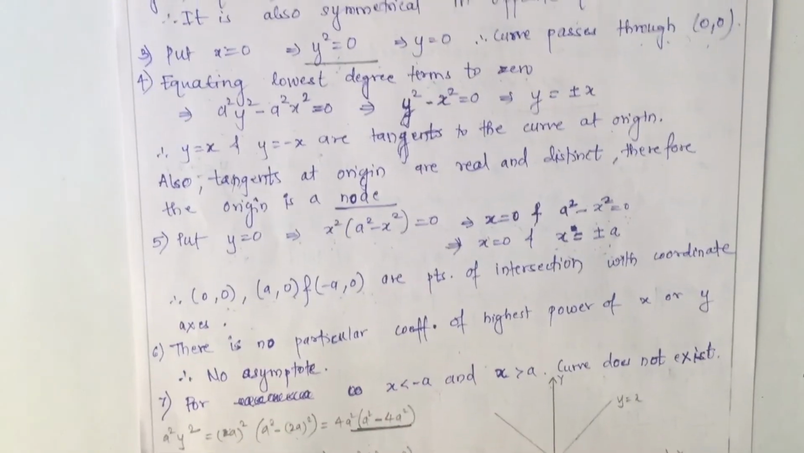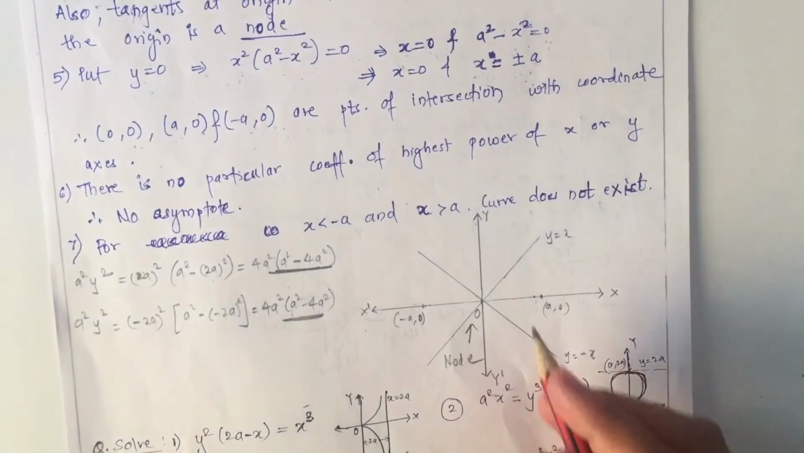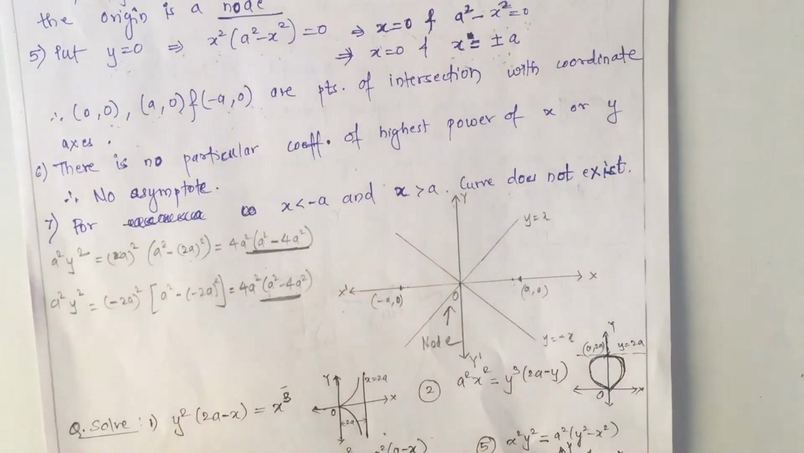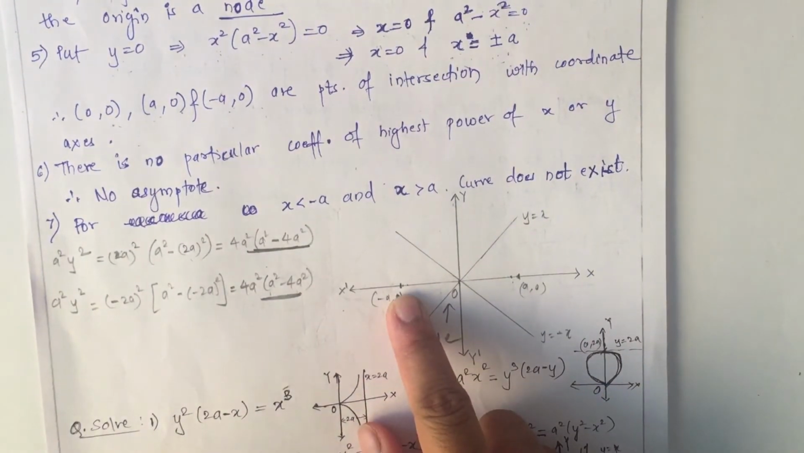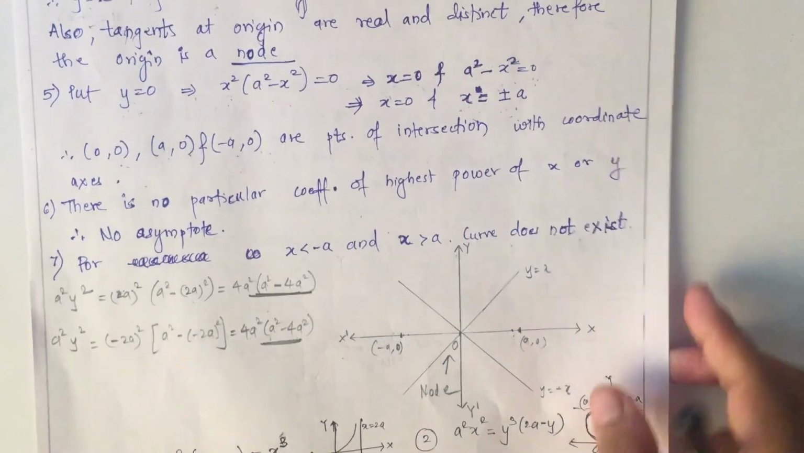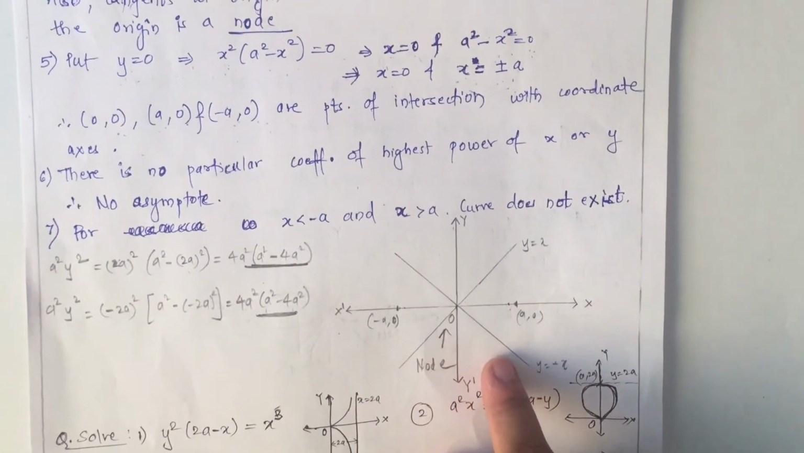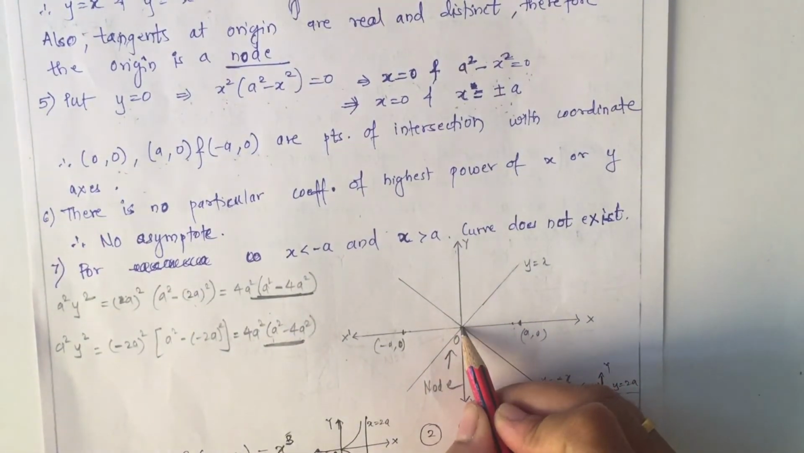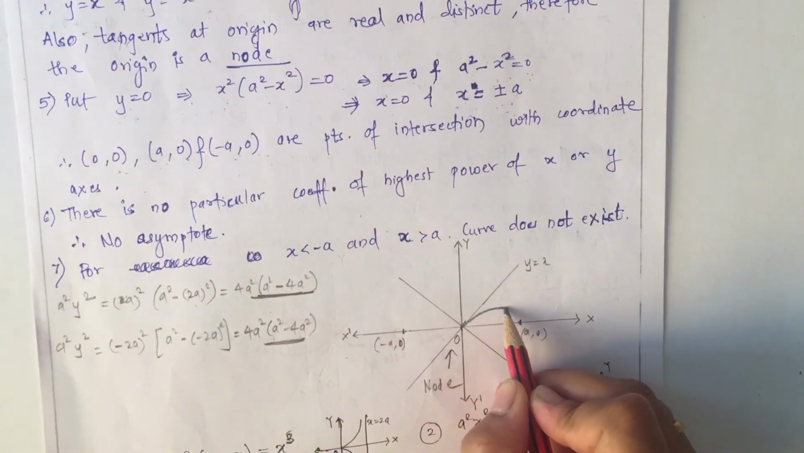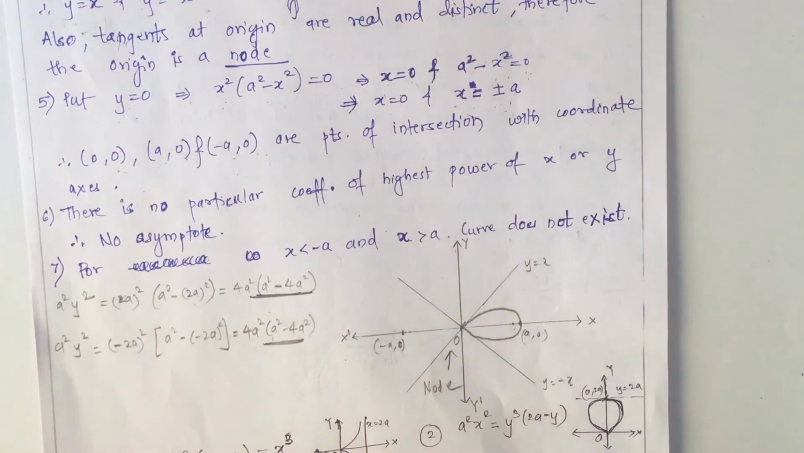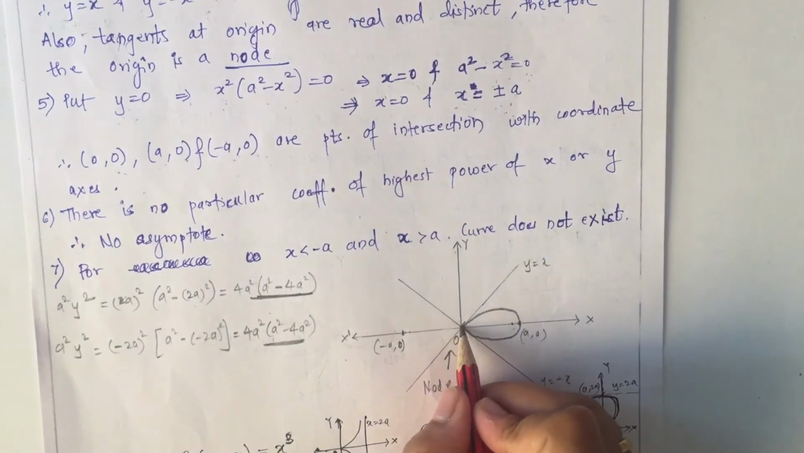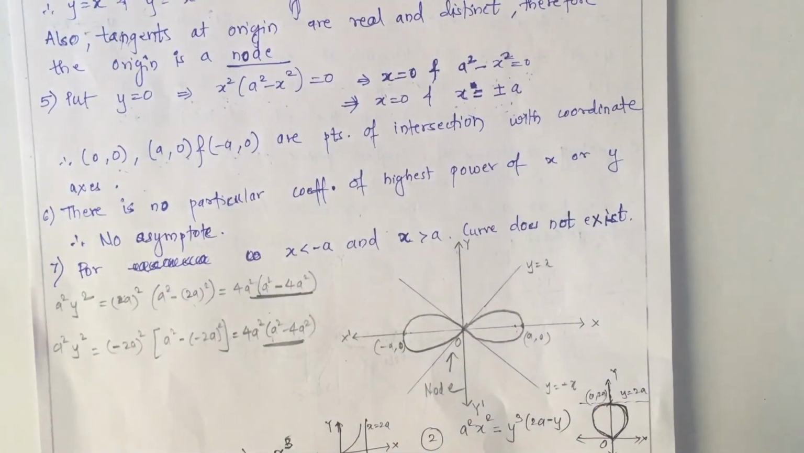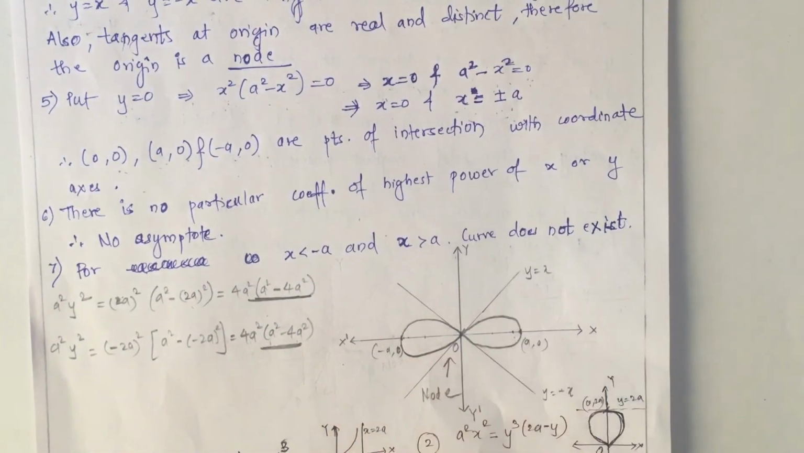So till now we know the curve is passing through origin. There are two tangents, y equal to x and y equal to minus x. The curve will cut or intersect at points a comma 0 and minus a comma 0. Also we know the symmetry is with respect to x-axis as well as in opposite quadrants. So we can say there will exist a loop between 0 to a. Also there will exist a loop between 0 to minus a.